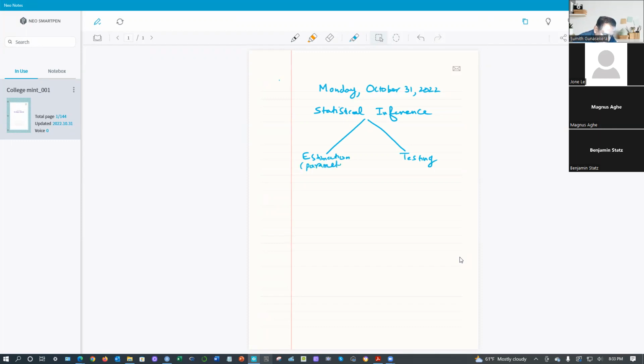Parameters, such as the population mean, which is denoted by mu, the population standard deviation, which is denoted by sigma. Those are the main two things, and so on. Those are the ones we are trying to estimate: parameters such as the population mean and population standard deviation.